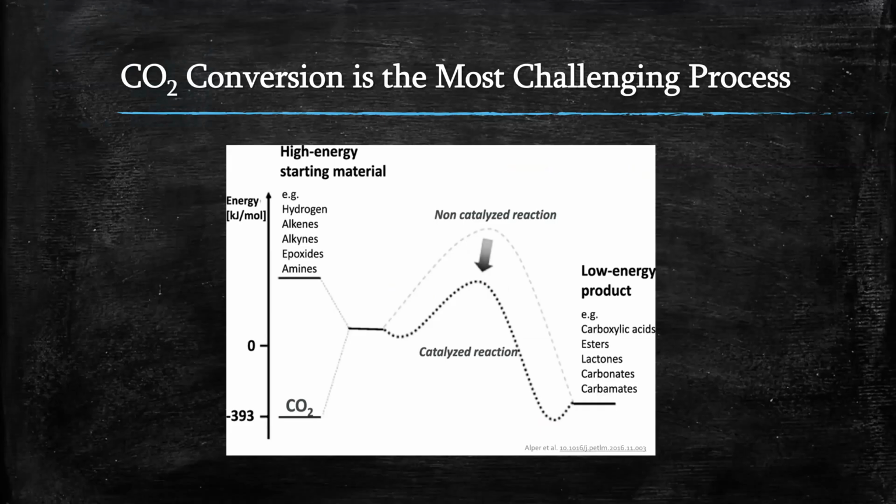Now, CO2 conversion is the most challenging process. The reason is CO2 is a very stable molecule, an sp hybridized linear molecule. So if you want to convert CO2 into any useful chemicals by reacting with, say, hydrogen, alkenes, epoxides, amines, and convert into alcohols, acids, then you will see you need a huge amount of energy. You have a huge energy barrier that you have to cross over. That means I need to put in lots of energy to convert CO2 into useful chemicals. So there is an energy penalty if I convert CO2 into useful chemicals.